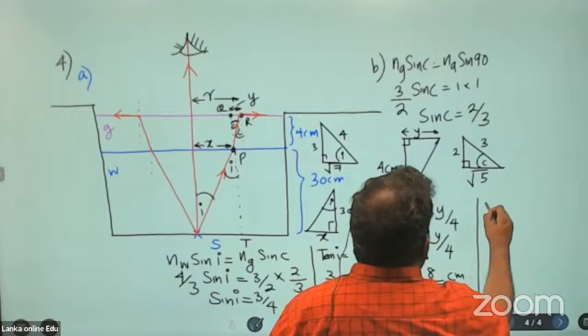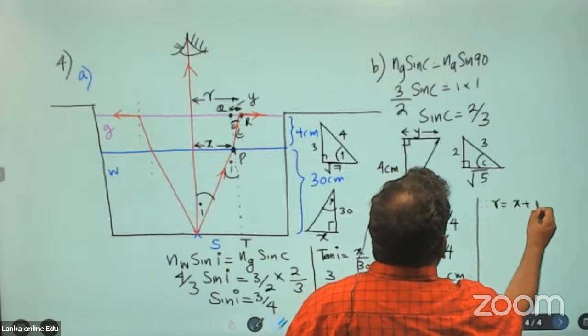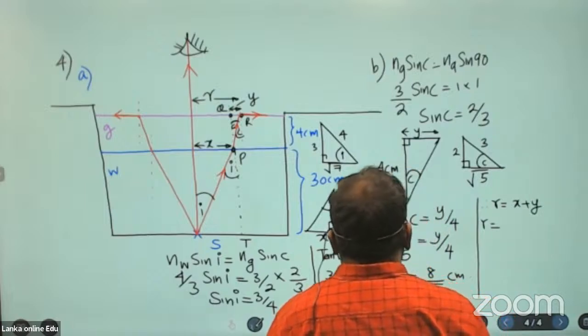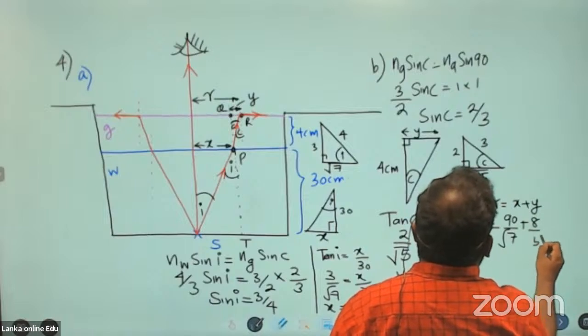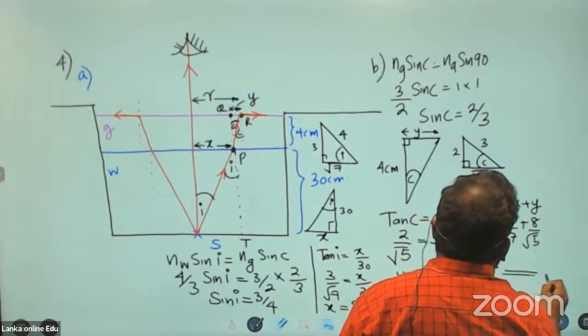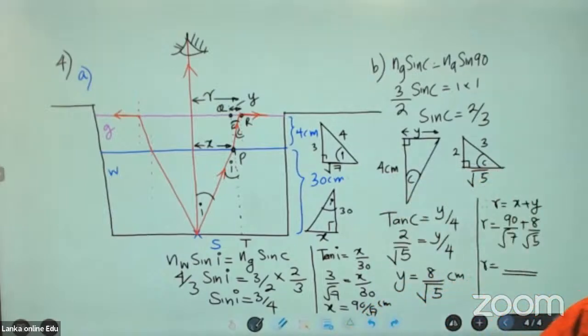Now you can therefore say radius is X plus Y. Radius is going to be 90 divided by root 7 plus 8 divided by root 5. At least for 2 decimal places, you can keep your answer. 90 divided by square root 7. Root 7 is 2.65. 90 divided by 2.65.